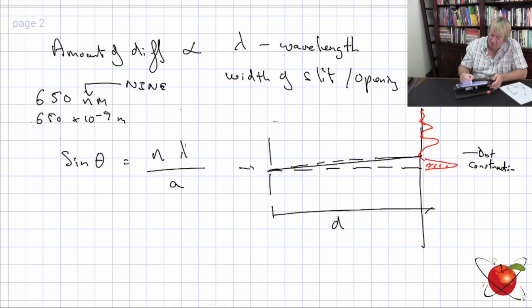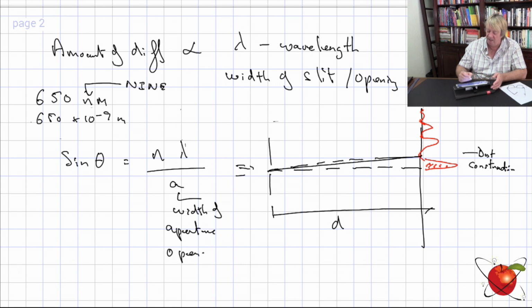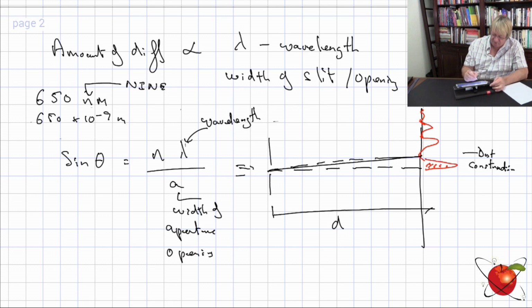Now, in this formula, the width of the aperture is a. So let's put that down: a is the width of the aperture, opening, the slit, whatever you want to call it. The lambda is the wavelength of the light coming in. Like we said, this one here is for red light, so let's put it in as red.